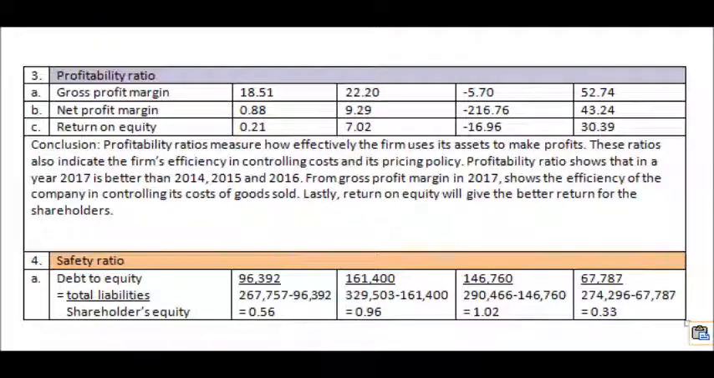The third one is profitability ratio. So there are three elements. In conclusion, we can say that this ratio also indicates the firm's efficiency in controlling costs and its pricing policy. So profitability ratio shows that year 2017 is better than 2014, 15 and 16.